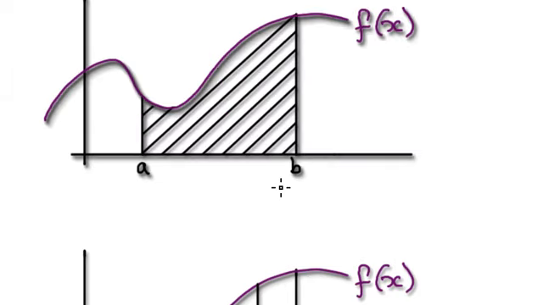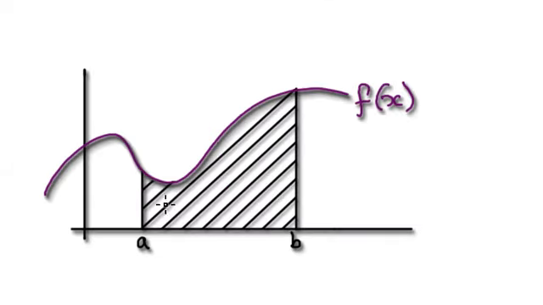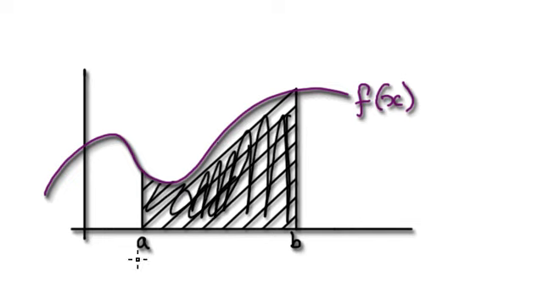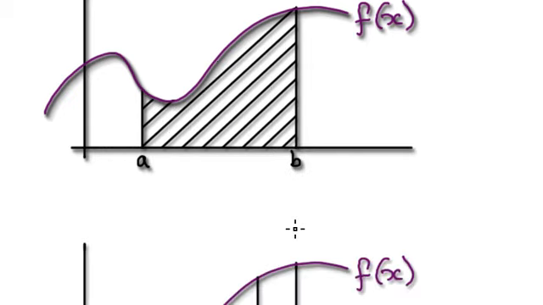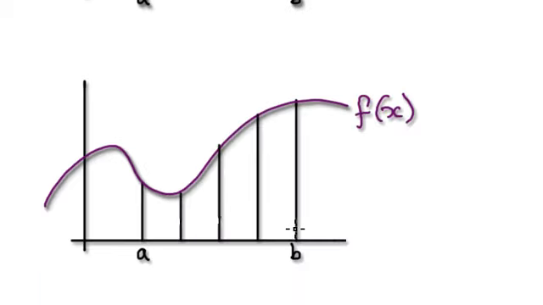So now let's start again. We want to know the area underneath here. We need to develop a way of working out the area here between A and B. The way we would do that is to get B minus A. So B minus A will give us this length here. Then get B minus A divided by, let's keep it simple for the time being, four strips.